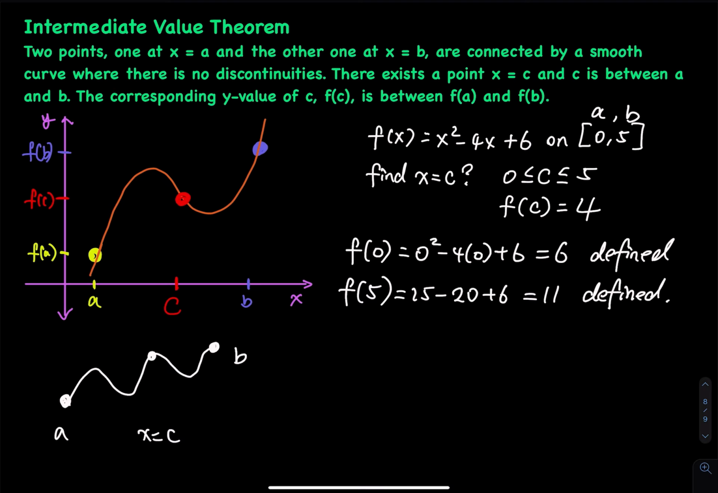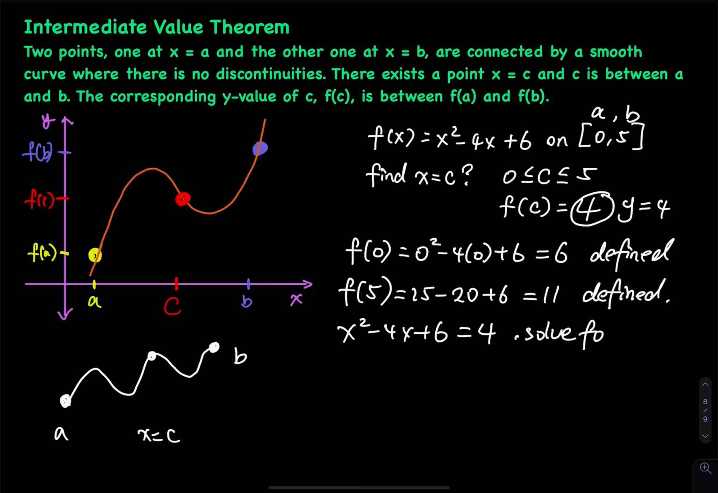So when f of c is equal to 4, that means y is equal to 4. We have to solve for x, right? So we have x squared minus 4x plus 6, and the y value is equal to 4. You have to solve for x. Hopefully they can be factored. So subtract 4 on both sides. x squared minus 4x, 6 minus 4 is equal to 2, and then you have a 0. Unfortunately, this cannot be factored, and you have to use the quadratic formula.